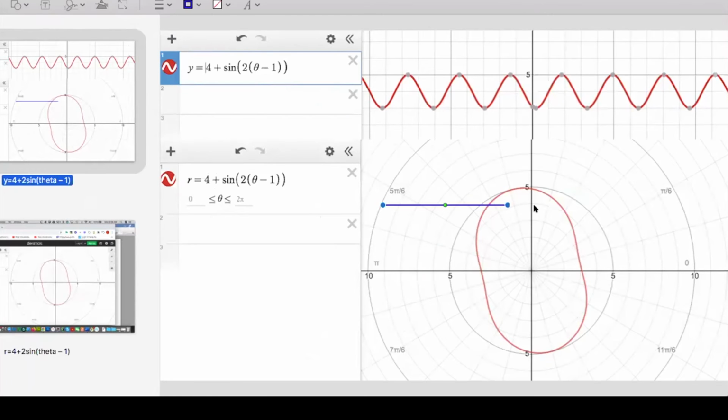Okay, so if this is a little past 0 where it hits 3, this is a little past 0 where it hits 3. Another one, if this is a little past 90 degrees where it hits 5, this is a little past 90 degrees where it hits 5. If this is a little past 180 degrees where it hits 3, this is a little past 180 degrees where it hits 3. And one more.